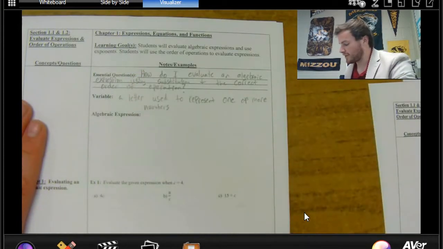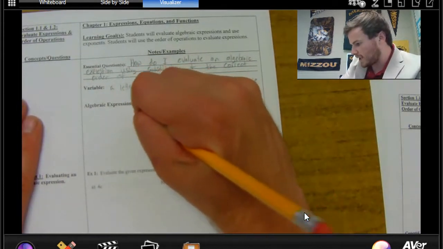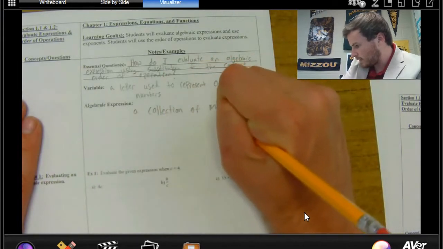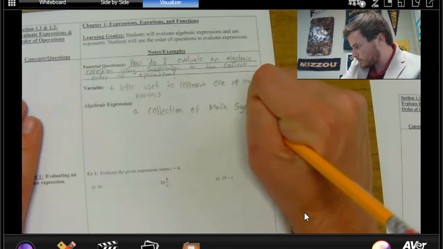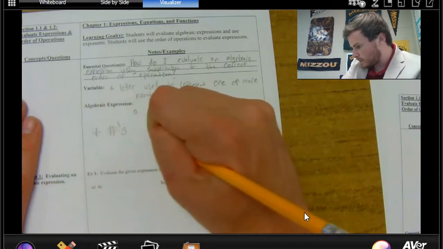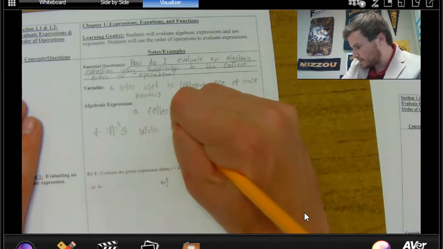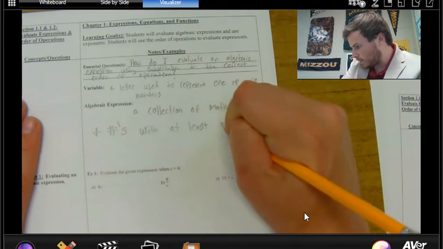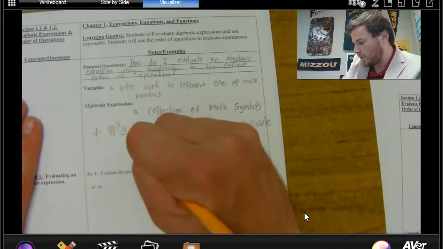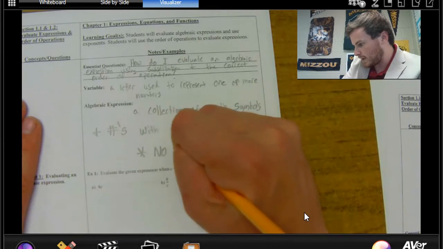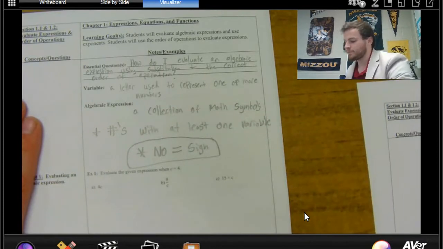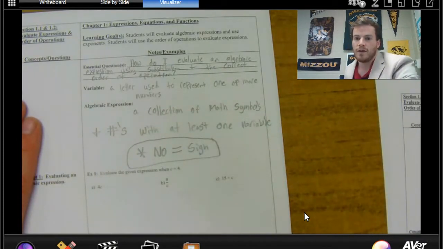Next up, algebraic expression. An algebraic expression is a collection of math symbols and numbers with at least one variable. And note, like we talked about earlier, there is no equal sign. Okay, so I'd box that. If you need to pause the video to catch up on your vocab words, please do so.